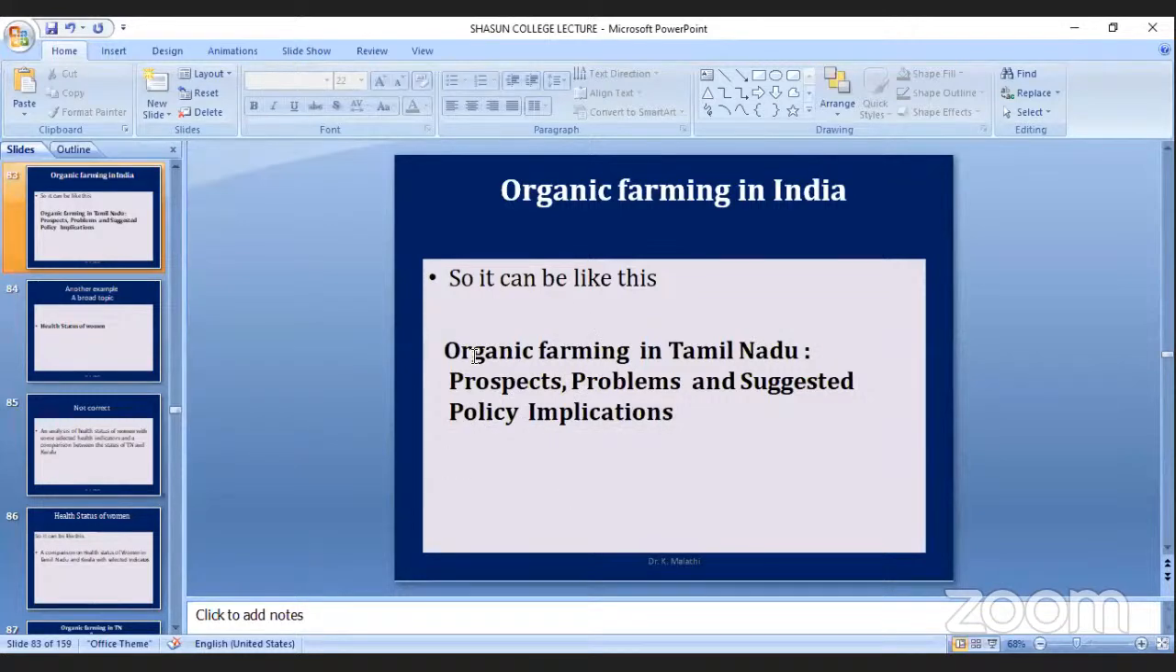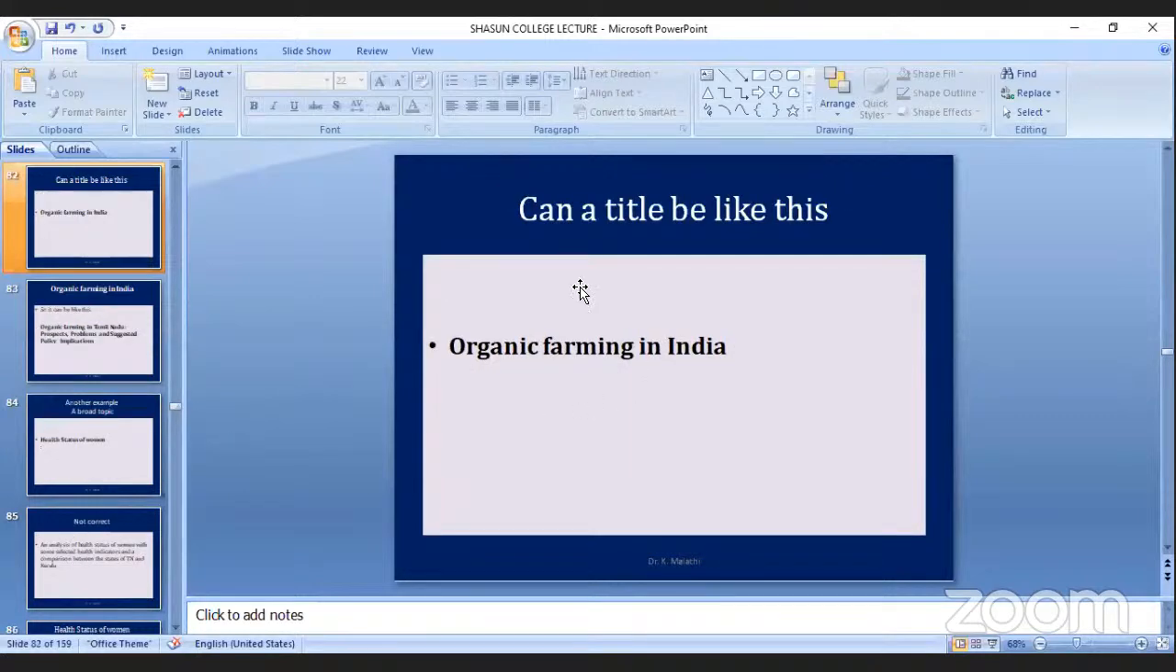So this is how you have to prepare your title. You can prepare it as organic farming in Tamil Nadu. You can study that particular thing. You will find out the prospects of organic farming. You will study the problems faced in organic farming. You will give the suggestions. So all this is mentioned in your title, whereas in the earlier one, it is not mentioned.